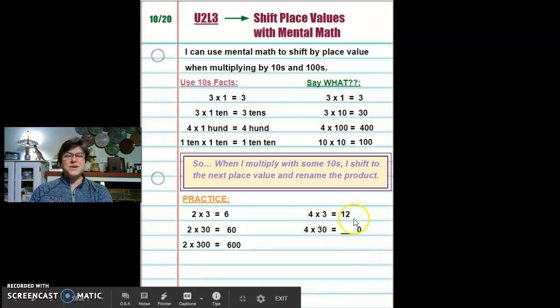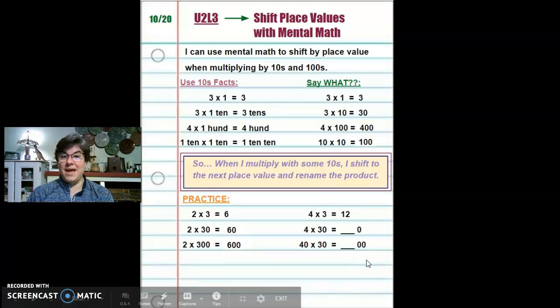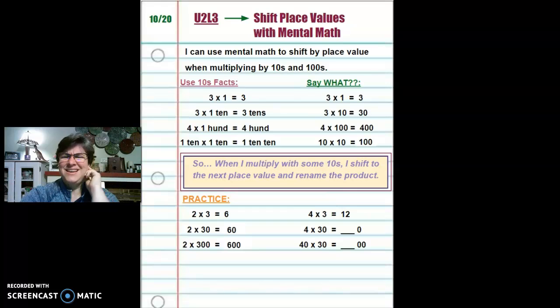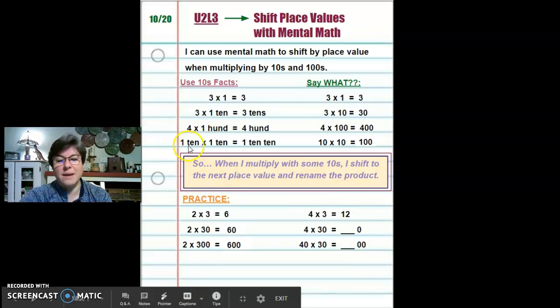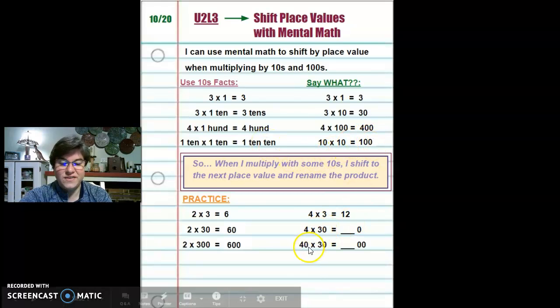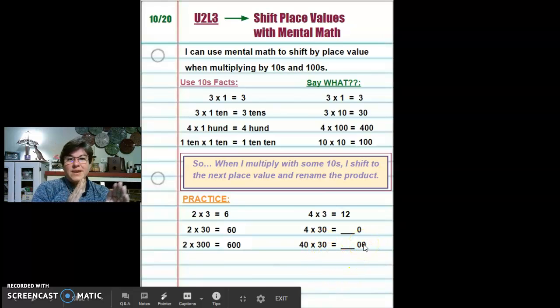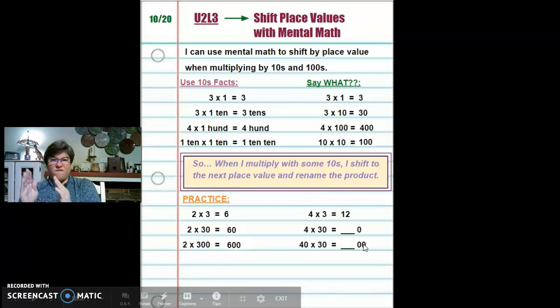So if 4 times 3 is 12, what's 4 times 3 tens? And what's this? 40 times 30? Does this follow our pattern of above? It does, because when I multiply a 10 by a 10, I get 100. Do you see how this 10 slid into its place value? And this 10 slid into the place value, and now it's shifting my number over 2 times.